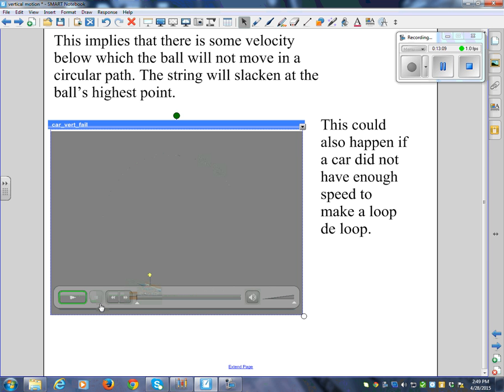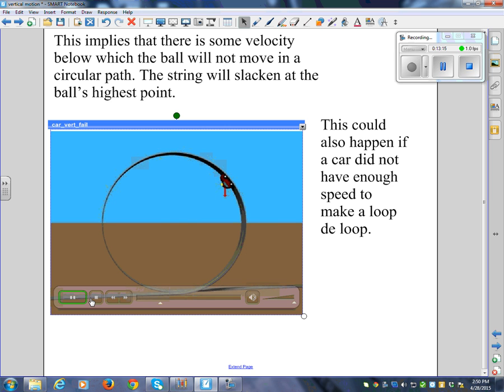There's no string in that real life thing. What's supplying the centripetal force holding the car in a circular path? Friction on the wheels. On the weight of the car. Even when it's upside down, right? Yeah. Friction on the ground. It kind of blows your mind a little bit, right? It's hard for me to explain, too.